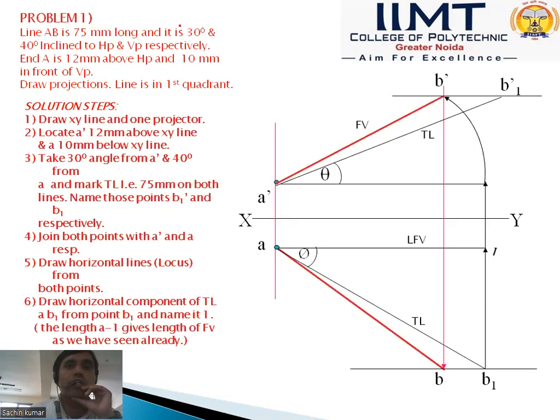Top view is also shorter than the true length. But in case the angle is 30 degrees inclined to HP, and the angle of the front view with the XY line is more than theta, मीन्स जो हमारा फ्रंट व्यू से एंगल आ रहा है वो थीटा से ज्यादा है.